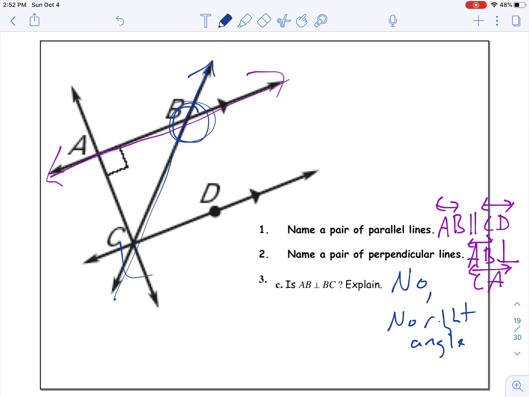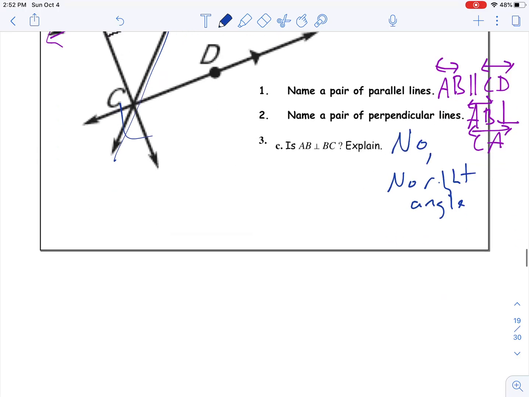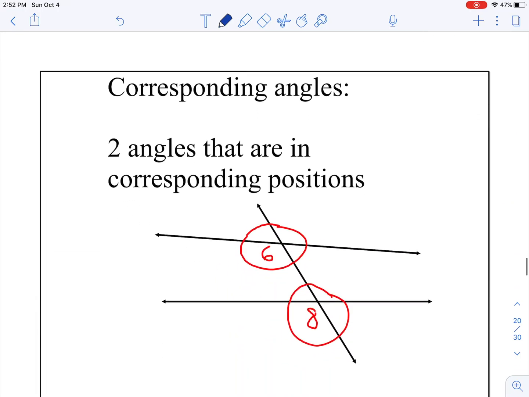Now, the other thing we're going to talk about today deals with that transversal coming through. When that transversal comes through, there are four types of angles that you need to concern yourself with. The first one is known as corresponding angles. They are called angles that are in the same position. Notice how if you pick this grouping up and you lay it on top of the grouping on the bottom, the 6 and the 8 would overlap each other. That is what it means to be in a corresponding position.